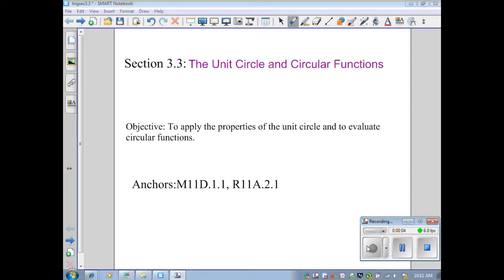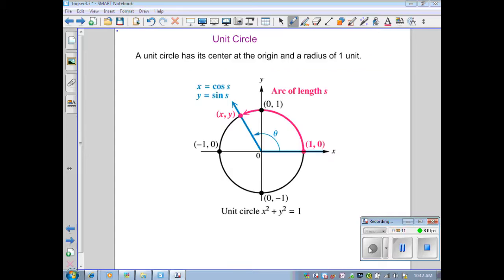Section 3.3, to apply the properties of the unit circle and to evaluate circular functions. Our first slide starts with a definition of a unit circle. A unit circle has its center at the origin and a radius of 1 unit.